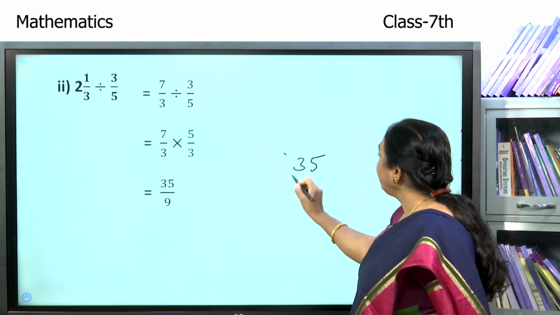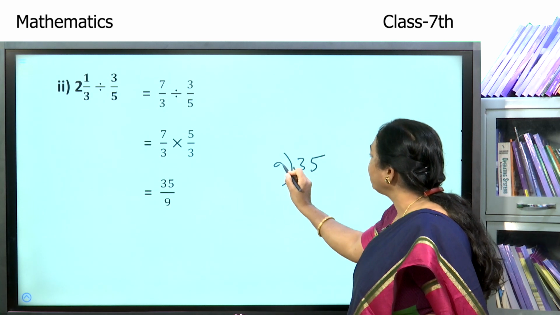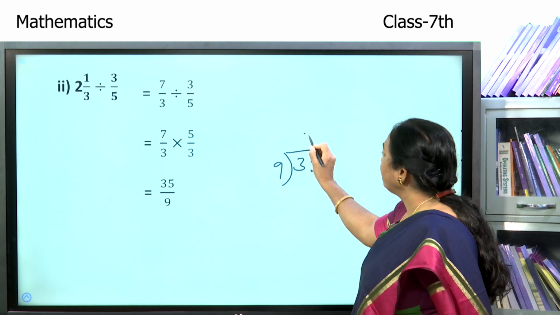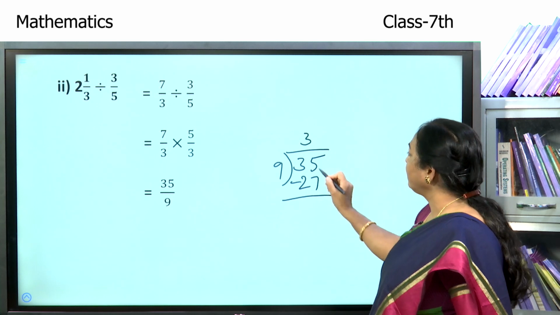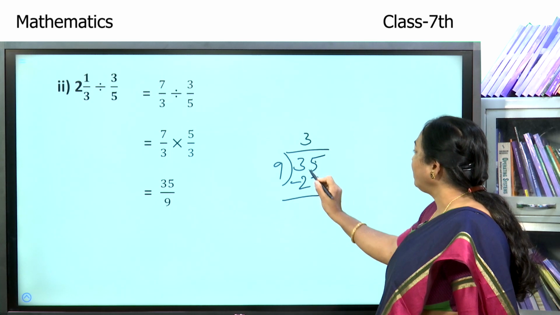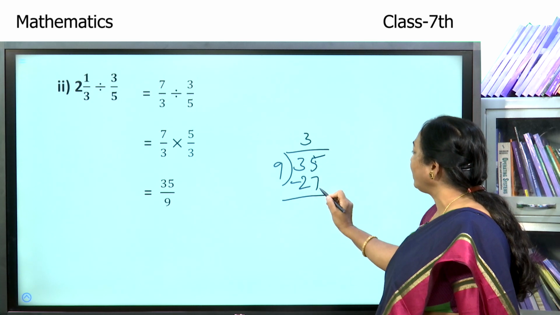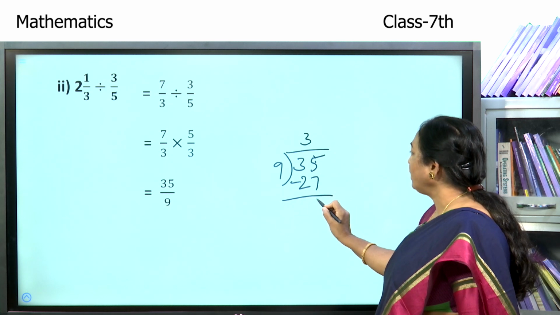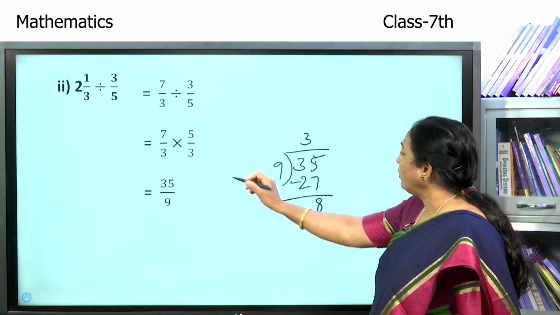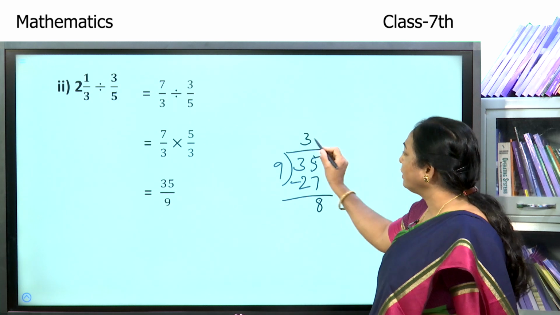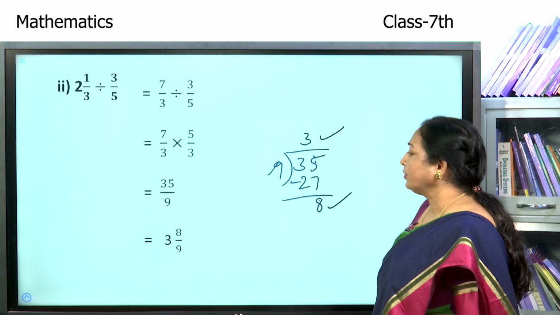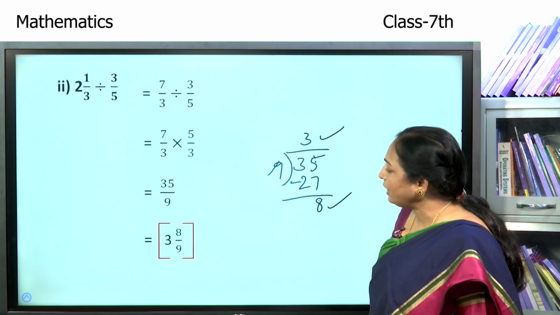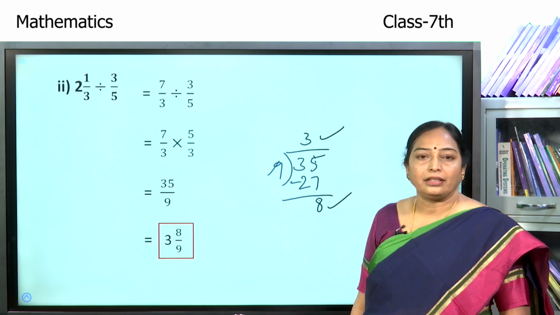35, take it as a dividend, 9 as a divisor, 9 3s are 27, subtracting 15 minus, take borrow from here, 15 minus 7 is how much? 8. Therefore, it can be written as 3 8 by 9. The answer is 3 8 by 9.